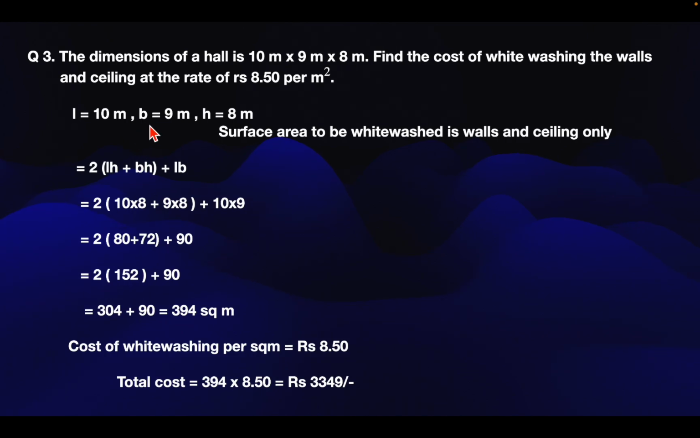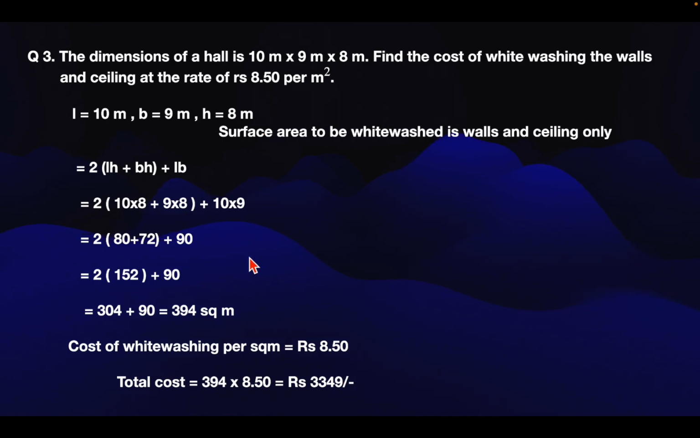Okay, now what is the surface area of the ceiling only? It will be length into breadth. So we are going to whitewash the lateral surface as well as the ceiling. So we have to add both of these. Okay, once you have written this down, it's very simple. Substitute the values and then you will get the answer. Then the cost is rupees 8.50 per meter square. So for 394, you have to multiply with 8.50 and you will get the answer as 3,349. That is the total cost.